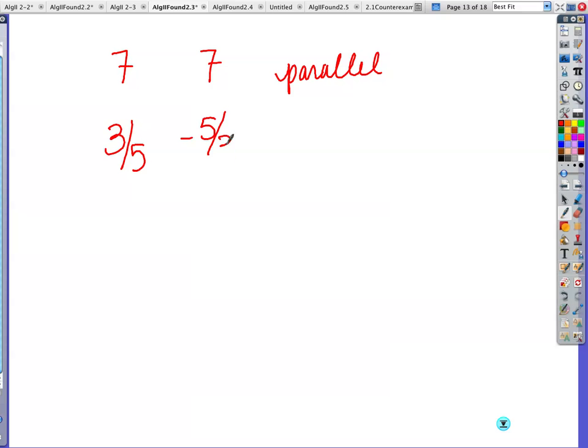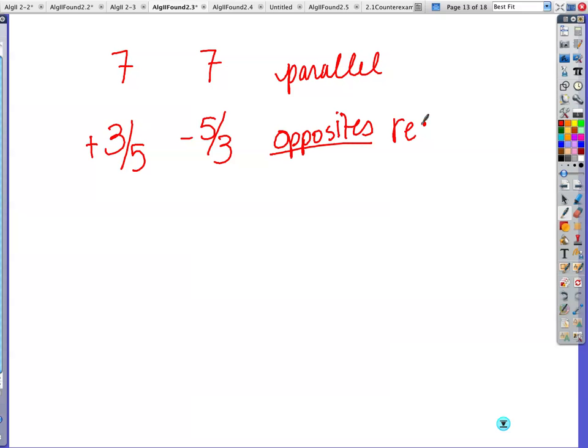So if you have a slope of 7 and 7, guess what those slopes are? Parallel. If you have a slope of 3/5 and -5/3, these are opposites. How do I know they're opposites? Because of the sign. This sign is positive, this sign is negative, so that's the opposite.